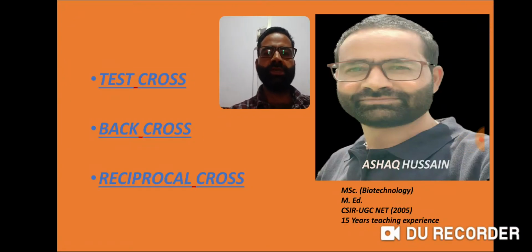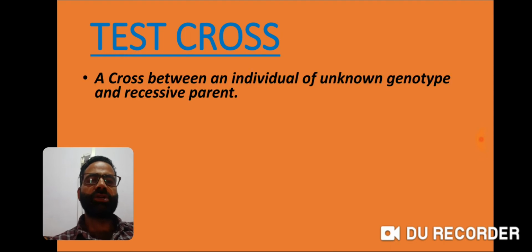Today we are going to discuss the three important types of crosses: the test cross, back cross and reciprocal cross. Coming to the first one, that is the test cross. Test cross is the cross between an individual of unknown genotype and a recessive parent. When a cross is made between an individual whose genotype is not known to us with a recessive parent, such a cross is called a test cross.